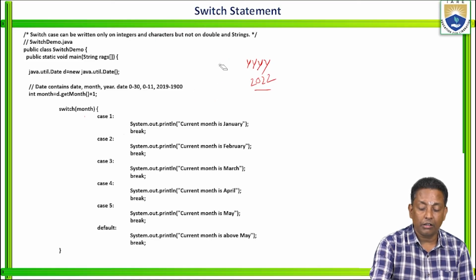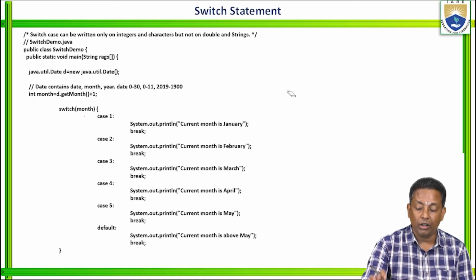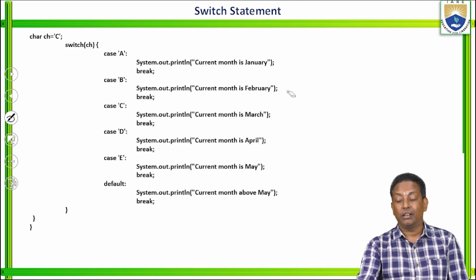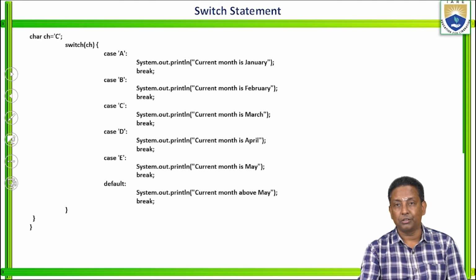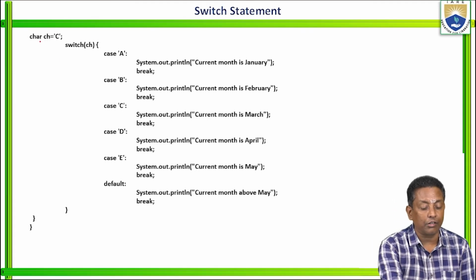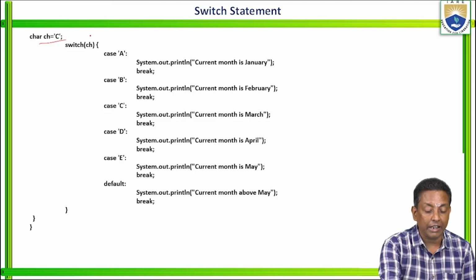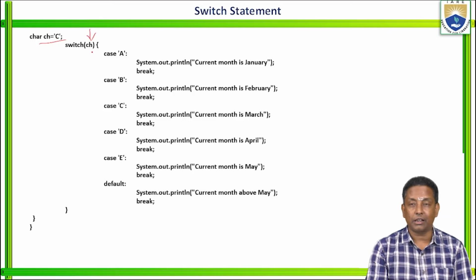And here in the switch, we employed only int. In switch we can pass char also. The same example, the same continuation. So here I declared one char ch is equal to 'c'. Switch ch, that means the 'c' will be passed here.